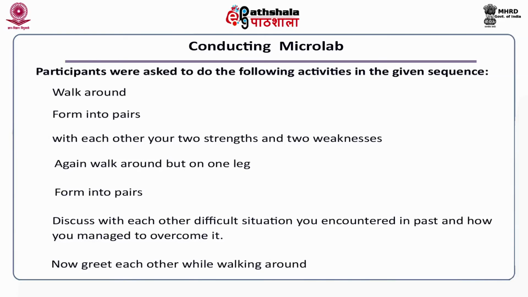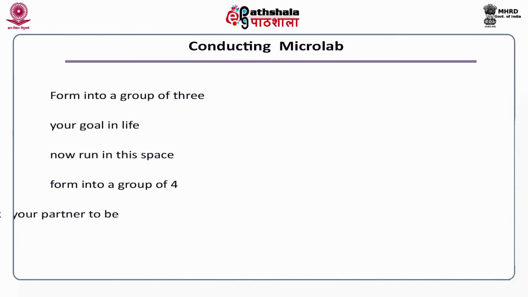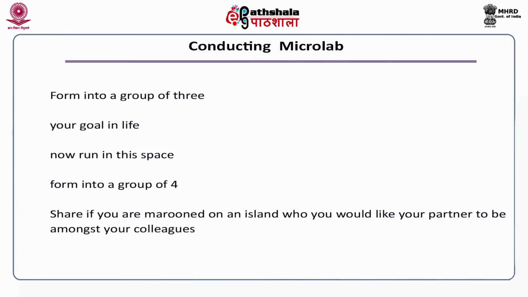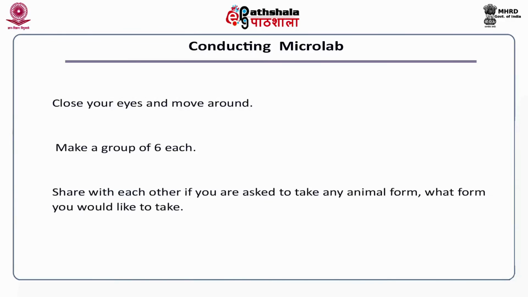Once they have shared it, they can again move around, and while moving around they can greet each other non-verbally, and then they can be asked to form into groups of 3. They can discuss with each other their goal in life. Now they can run around and form into groups of 4. They can share with each other, if they are marooned on an island, whom they would like their partner to be. Once they have shared this, they can close their eyes and move around. They can make groups of 6 each, and this time they can share with each other, if they were asked to take any animal form, what form they would like to take.